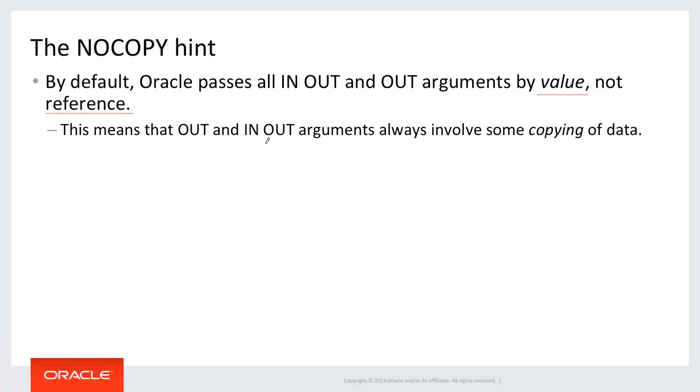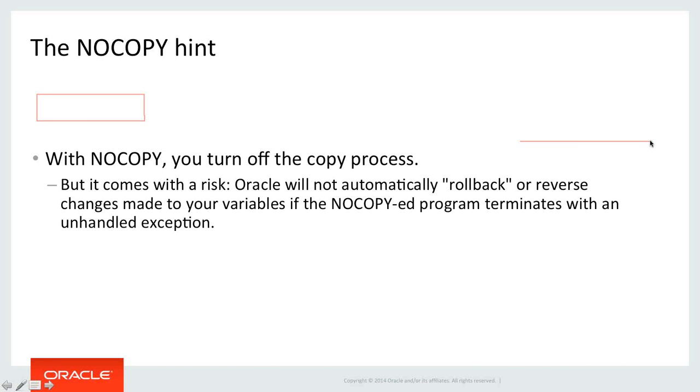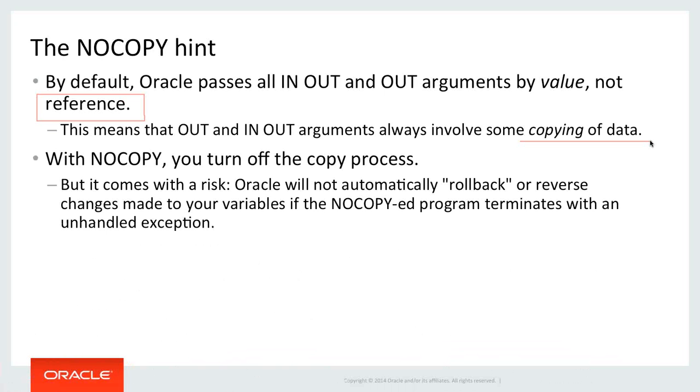But if you pass in OUT or IN OUT arguments by value, then by default they're passed by value and not by reference. And what that means is that inside your procedure or function, Oracle does not directly reference your actual variable that you passed in. Instead, it makes a local copy of your variable. It makes changes to that local copy. And then, if no error is raised, if the program completes without an unhandled exception, then it takes that local copy and replaces your variable with that new version. So there's a copy in and a copy out.